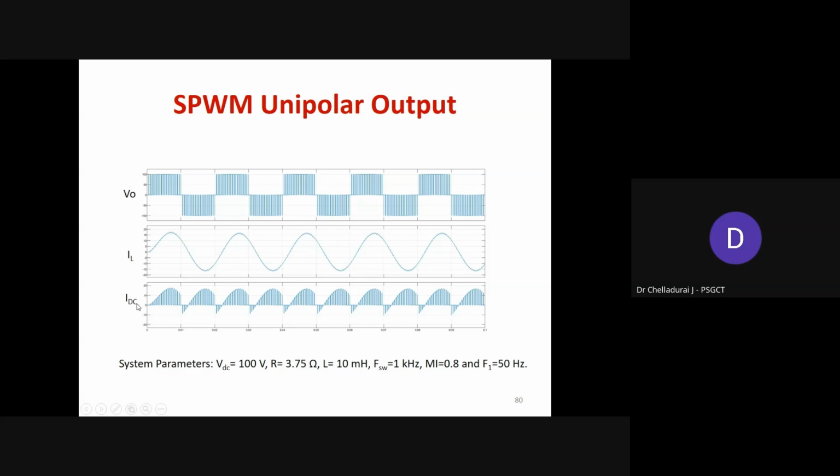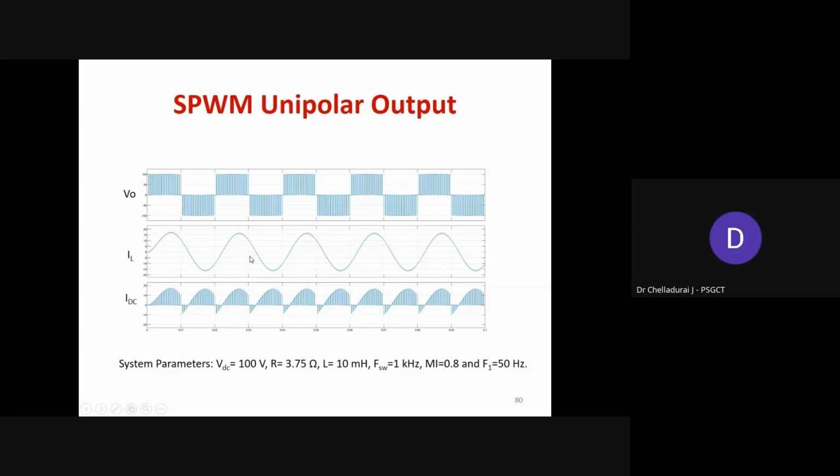means the DC current waveform. These 3 different waveforms we can analyze in order to compare the unipolar and bipolar topology. So the system parameters are VDC 100 volts, then resistor, inductor, and switching frequency 1 kilohertz, then modulation index maintained at 0.8. Then the fundamental frequency component of the output voltage is considered as 50 hertz.